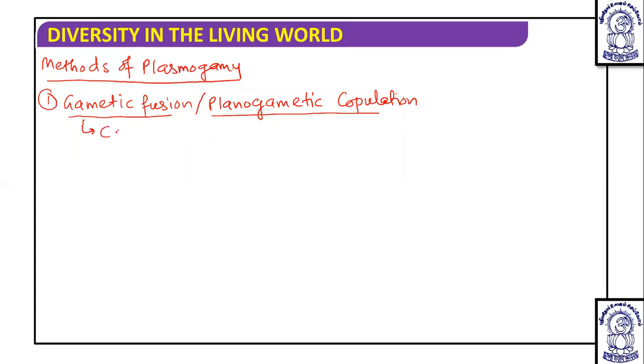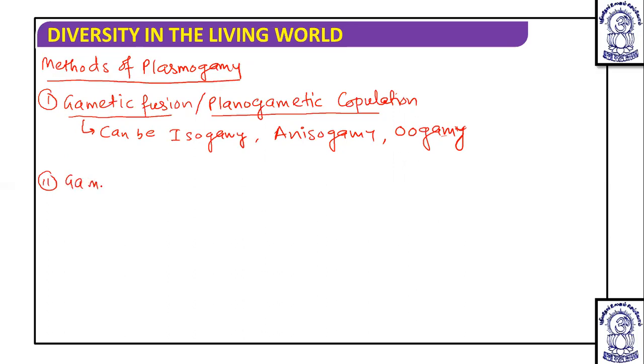So here it can be isogamy, anisogamy, or oogamy. It can be of any of these three types. Now another second type is gametangial contact. Now here it is known as gametangial contact because here only two gametangia are going to come in contact.